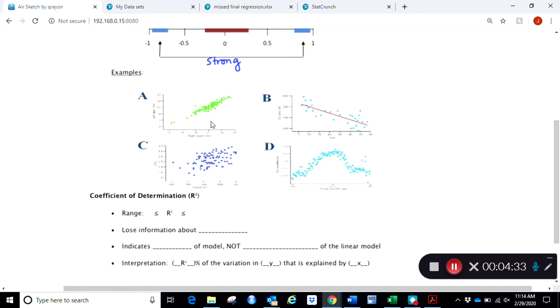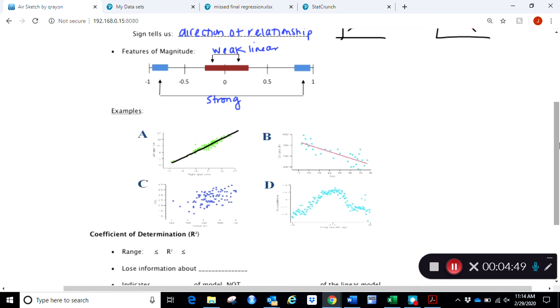If I put this line here through my data, all those points are pretty darn close to it. Since it has a positive slope, I would expect a positive correlation. Because those points are very close to the line, I'm going to expect a correlation way out here, pretty darn close to +1. What we get from StatCrunch with this one is a correlation of positive 0.92. So it's a very strong positive linear relationship.